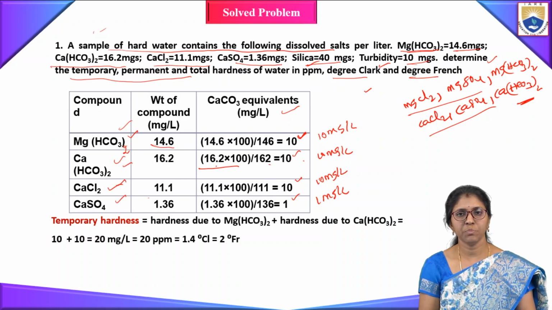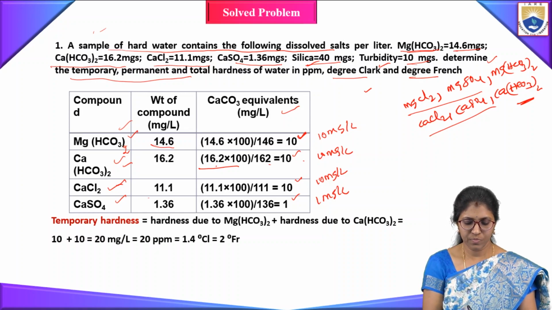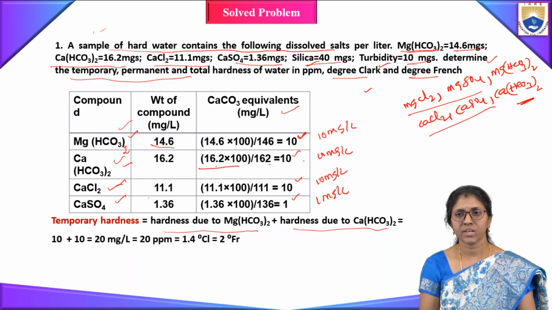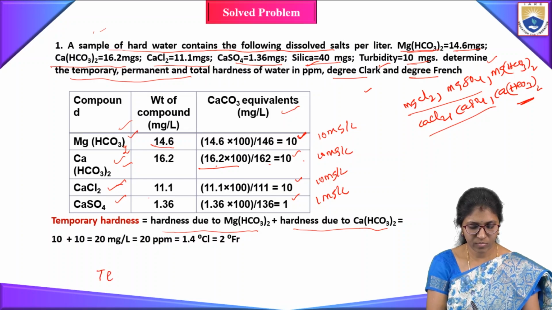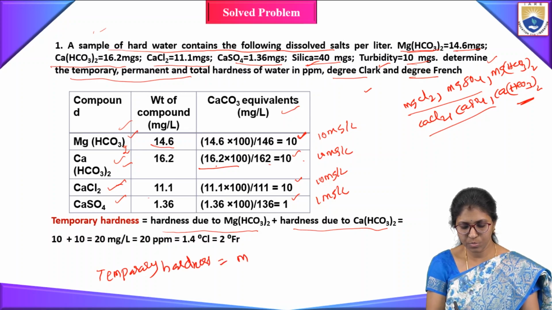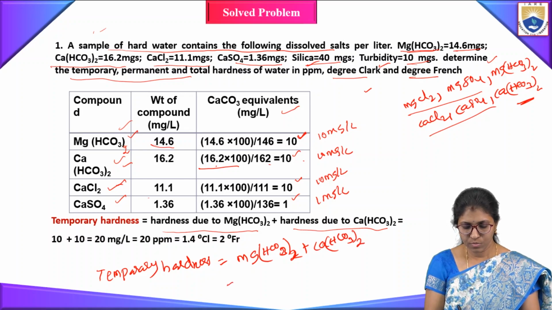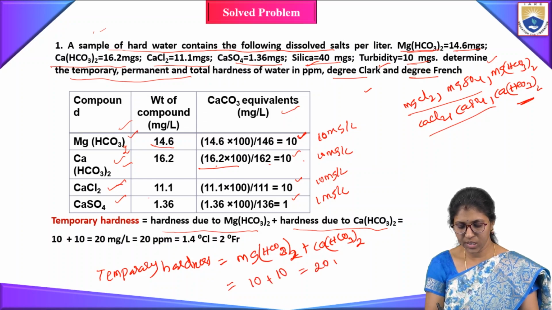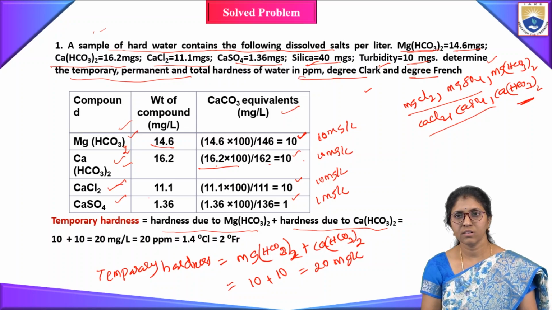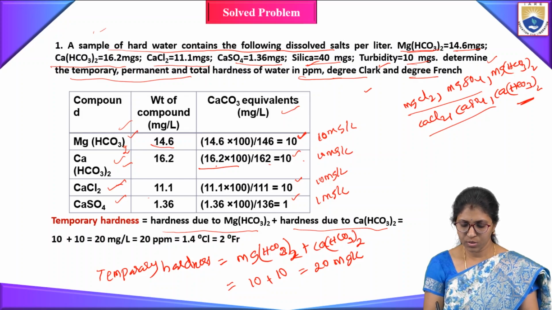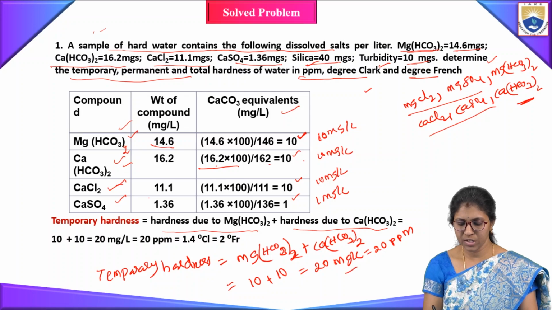The bicarbonates give the temporary hardness, which is the hardness due to magnesium bicarbonate plus the hardness due to calcium bicarbonate. So the temporary hardness is 10 mg per liter plus 10 mg per liter, which gives 20 mg per liter. But we have to find it in ppm, degree Clark and degree French. We know that 1 mg per liter equals 1 ppm, so 20 mg per liter equals 20 ppm.